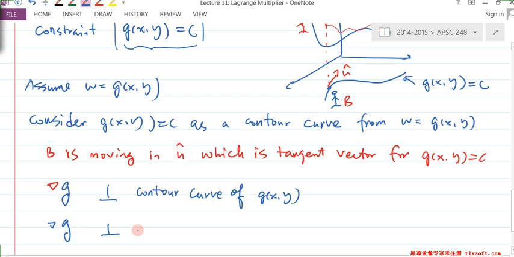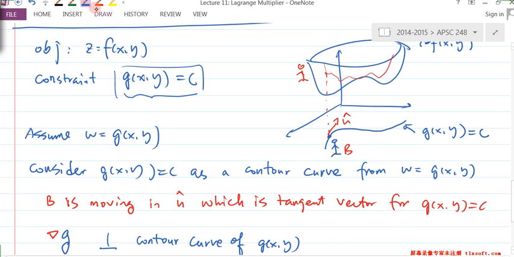To the u hat, right? To the tangent vector of that contour curve. Okay? So if I draw this out here, the del g, at this moment, will be in this direction. If at this moment here, the del g might be this direction. Who knows? Maybe, right? There are two directions. But either way, the del g will be perpendicular to the u hat.